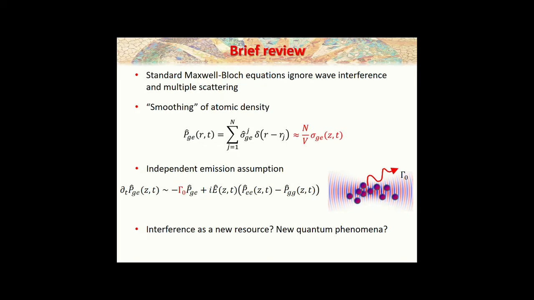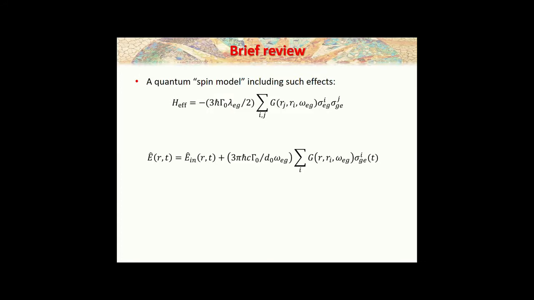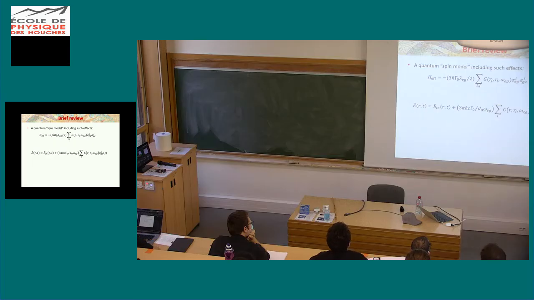And so that's true kind of abstractly, but then you might also ask, can interference be a new, untapped resource for applications? And if you have a theory that includes interference really at the quantum level, can you uncover new quantum phenomena? So then I introduced one possible theoretical framework, a so-called quantum spin model, where in principle such effects are included.